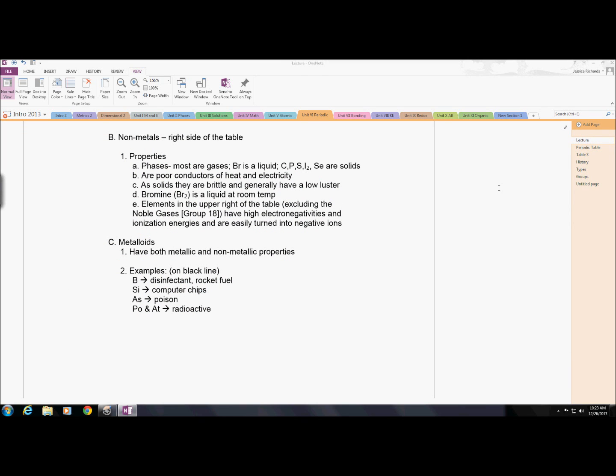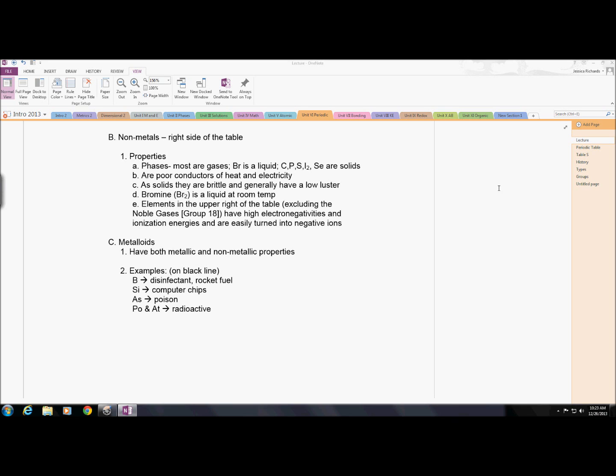Nonmetals, elements to the right side of the periodic table, tend to be poor conductors. They tend to make negative ions. They gain electrons so that they can look like noble gases. Most of them are actually in the gas state. So you have all of the noble gases, oxygen and nitrogen, fluorine and chlorine, also gases.